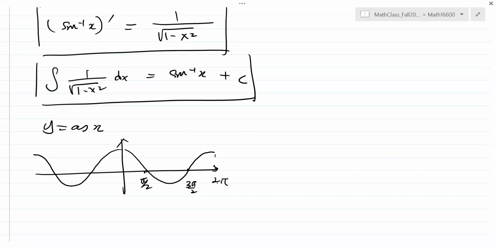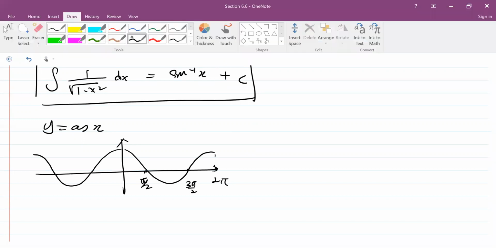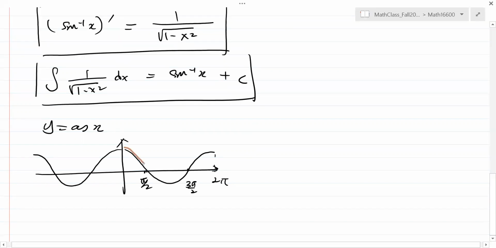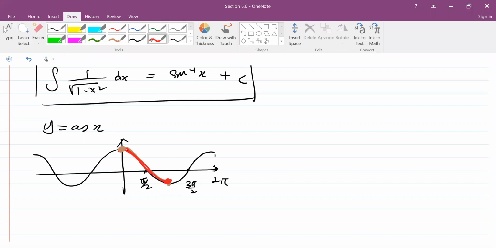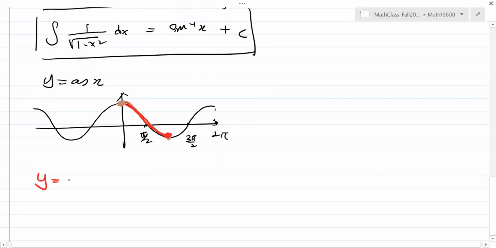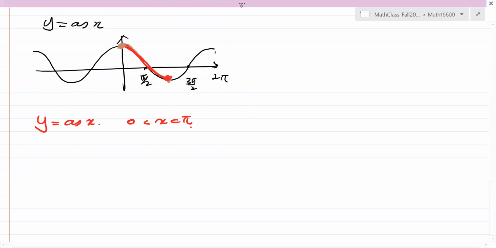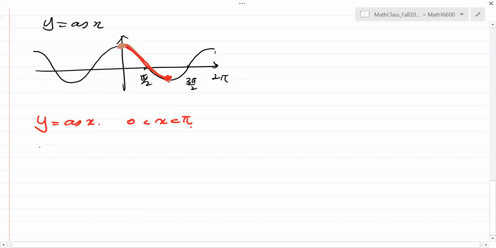So which piece can you cut to define the inverse? And we decide, okay, it doesn't matter which piece you choose, as long as it's either always decreasing or always increasing. So we choose this piece. This piece will be used to define the inverse function. So we'll consider y equals cosine x, but x is between 0 and pi. Then you can talk about the inverse. You can solve for x in terms of y, right?